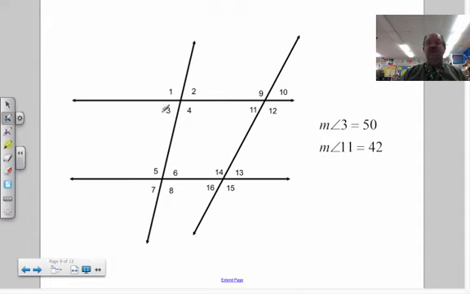Same sort of thing here. If I tell you angle 3 is 50, then angle 11 is 42. Can you tell me all the rest of the angles? And of course you can. You just go around the horn here, go around the horn there.